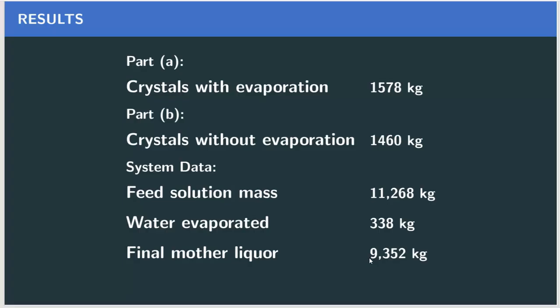Additional system data: the feed solution mass is 11,268 kilograms, water evaporated was 338 kilograms, and the final mother liquor mass was 9,352 kilograms. This is our complete crystallization solution. The key steps are converting solubility data to mass fraction, setting up material balances, and solving the system of equations to find crystal yield under different conditions.